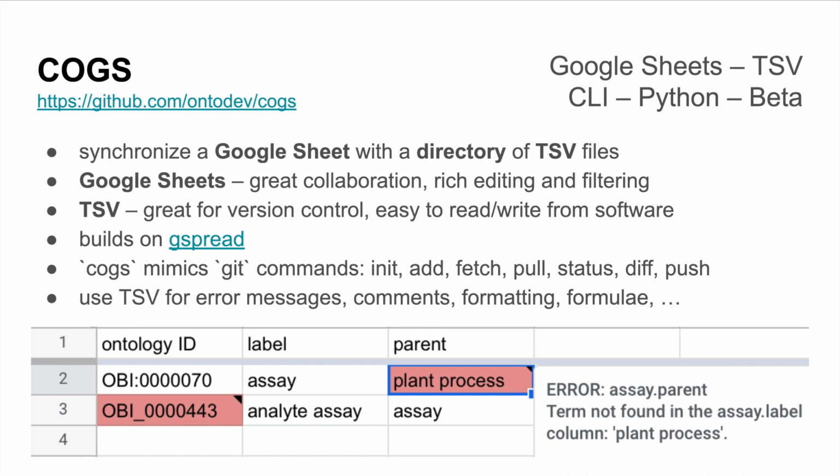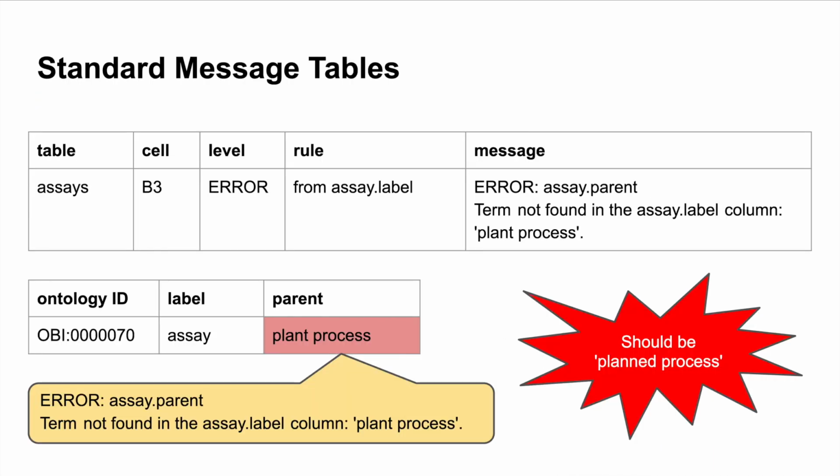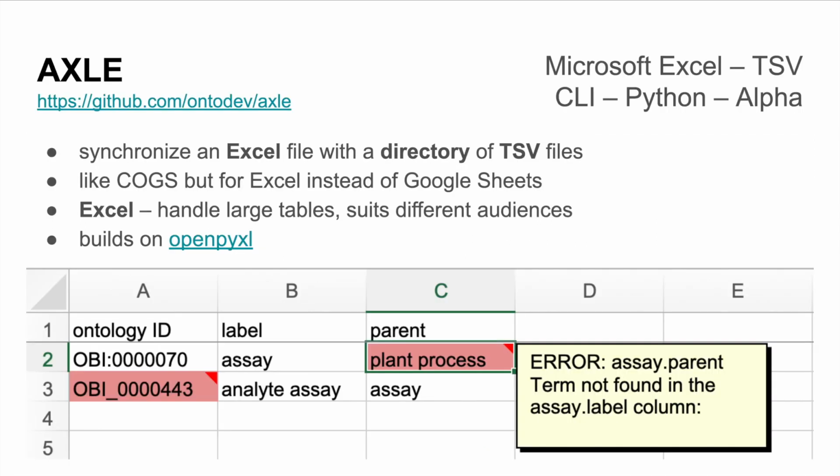And we use TSVs for error messages, comments, formatting, formulae, so we can output things like comments and error messages such as this one. And one way we do that is with what we call a standard message table, where we say which table we're talking about, which cell, the error level, maybe the rule that we've got, and what that is. And then we can have a little comment on each of the errors. This makes it easy to find the errors and fix them in your spreadsheet.